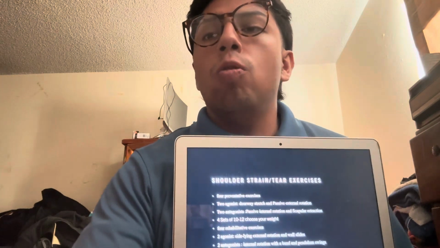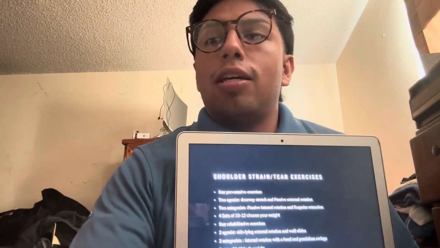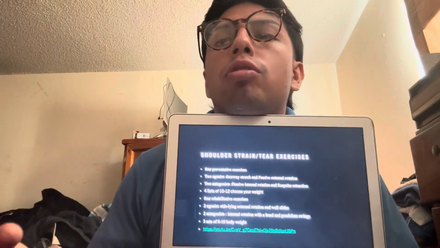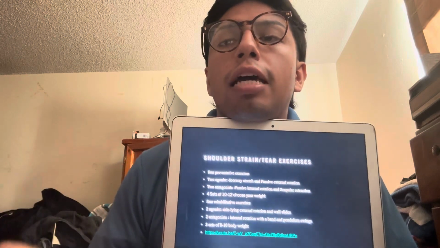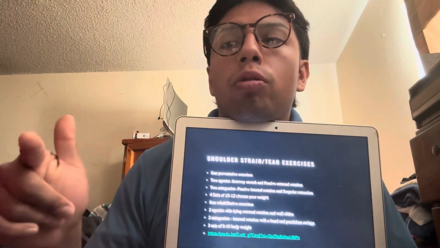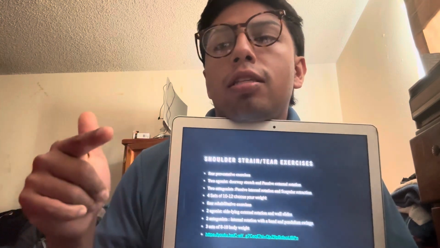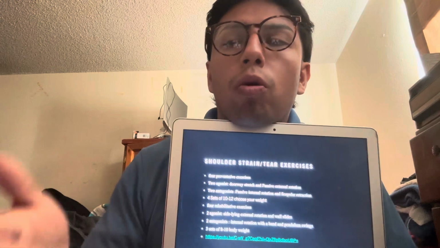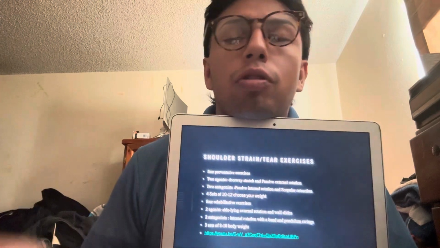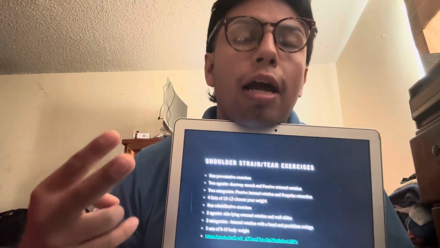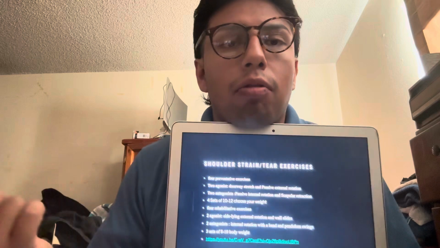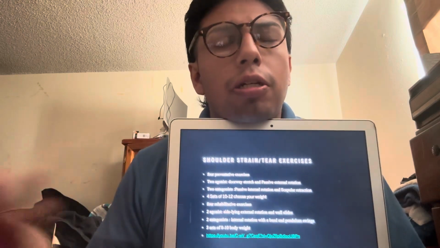So, shoulder strain/tear exercises. For preventative exercises, two for the agonist would be doorway stretch and passive external rotation, and two antagonists would be passive internal rotation and scapular retraction. So 4 sets of 10 to 12, or for the doorway stretch, 4 sets of 10 to 12 seconds would be ideal. It's the same thing when you stretch and work out. I would typically like to do 10 seconds, or 10 reps. So that's how you do a stretch.